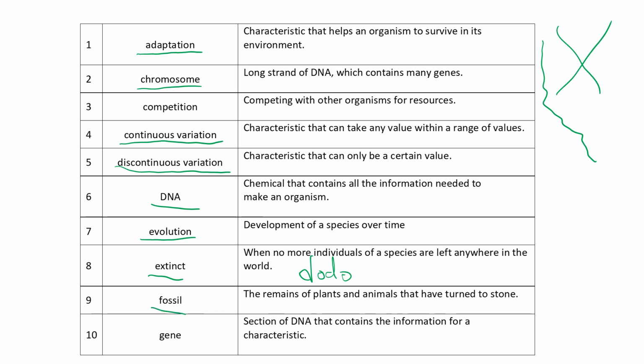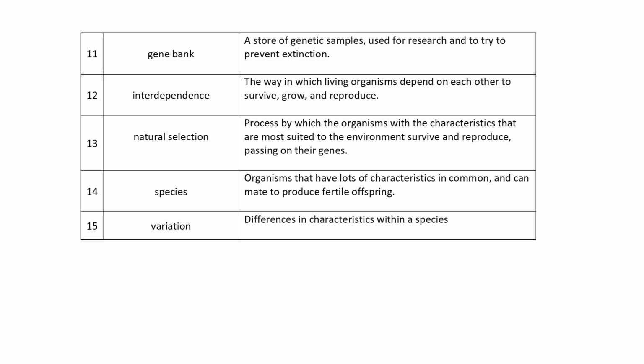Section of DNA that contains the information for a characteristic. So right there, or right there on there, is a gene, and that says the colour of your eyes, colour of your hair, things like that. A store of genetic samples used for research to try and prevent extinction. There's a gene bank, so there's many genes. There's probably genes for the dodo in there, and so theoretically they could bring it back at some time in the future. The way in which living organisms depend on each other to survive, grow and reproduce is interdependence.